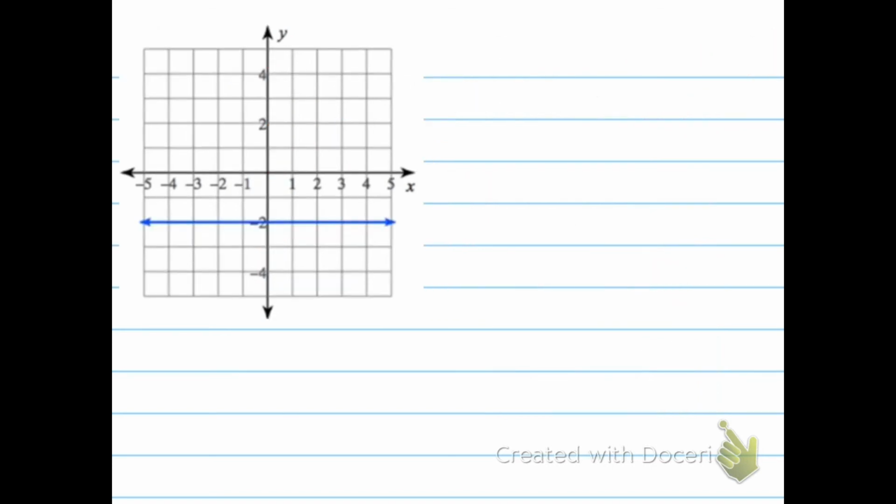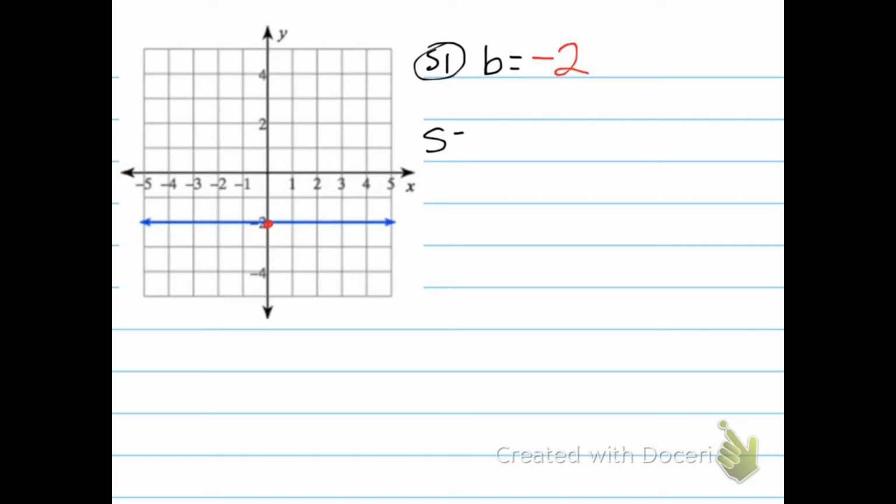This next one, let's go ahead and find our y-intercept. So step number 1, our y-intercept, let's see, it has to cross this axis, and we can see that it crosses very neatly right here at negative 2. So here, let's put negative 2.